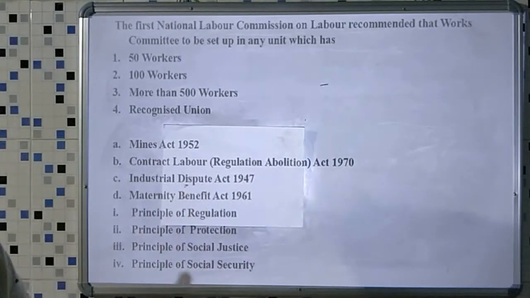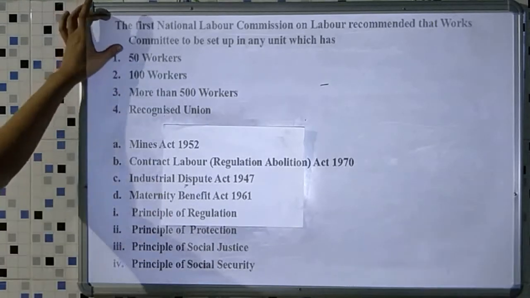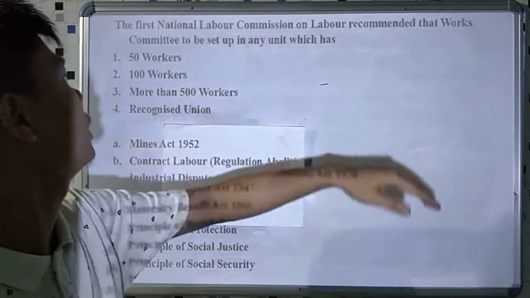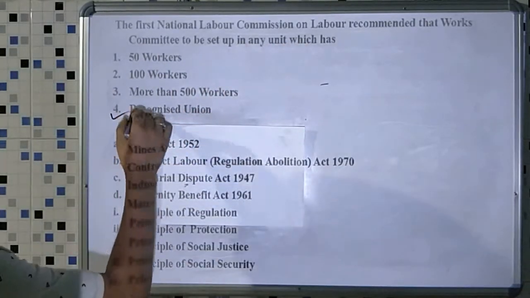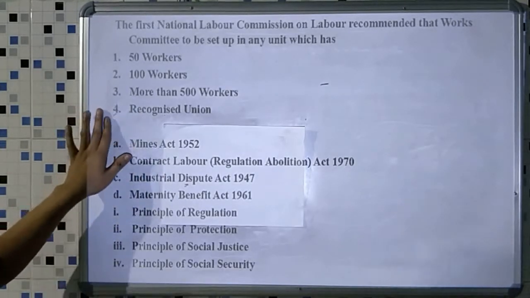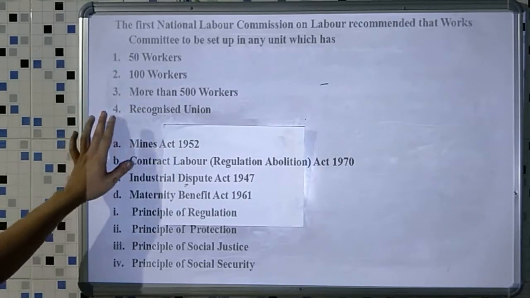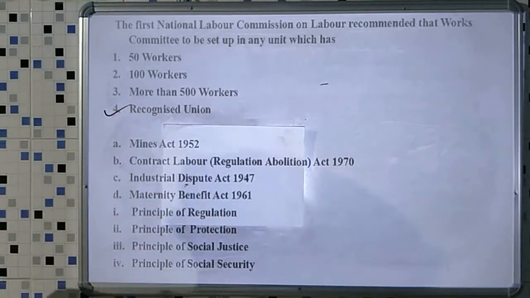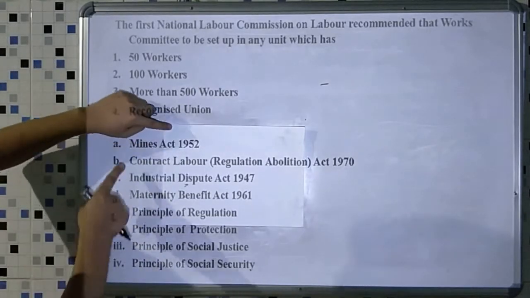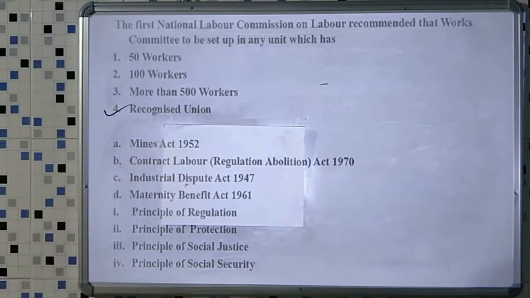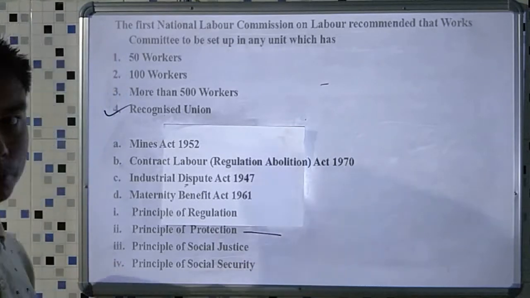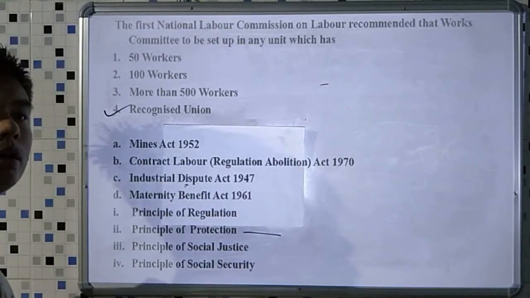And see, the first National Commission on Labour recommended that a works committee be set up in any unit which has a recognized union. Go back to the first slide and you will see it. Rewind the video of the first lecture, it is clearly written there. Alright. Now see, which I have even told you earlier, it is mindset. Mindset is what? The principle of protection. Yes or no? You should not do this, you have to provide safety, housing.